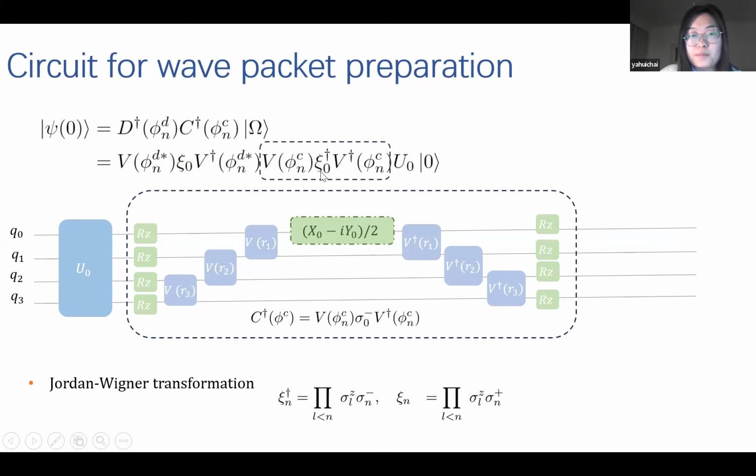But there is a non-unitary operator sigma minus, because of the Psi dagger, and after the Jordan-Wigner transformation, it's sigma minus, and it's non-unitary. So this circuit cannot be run on a quantum computer directly.